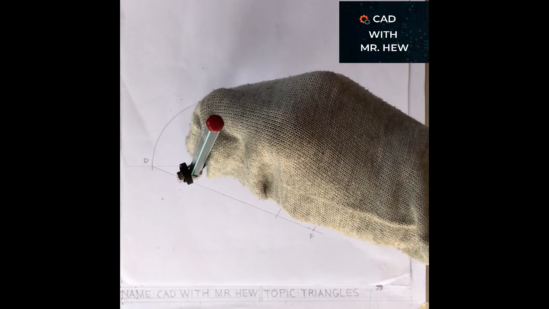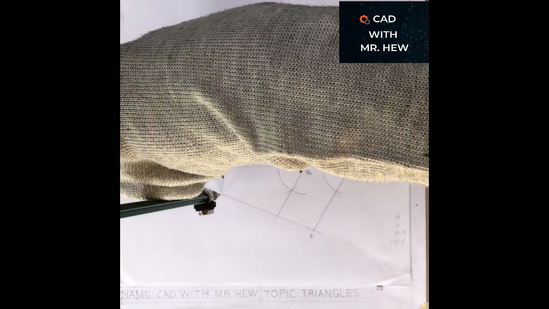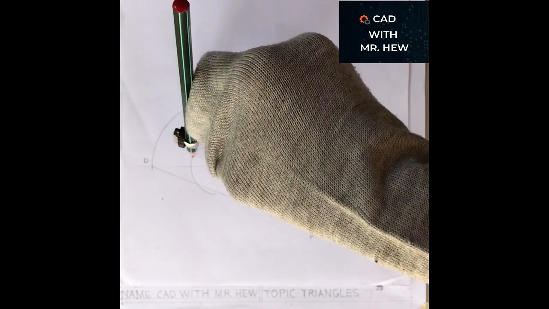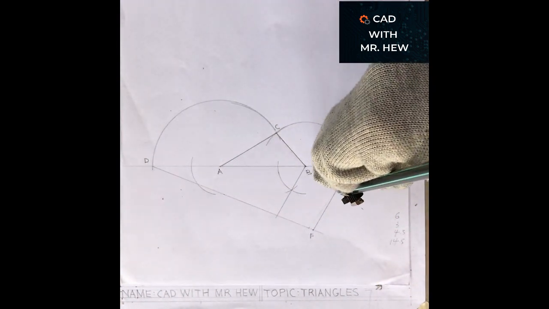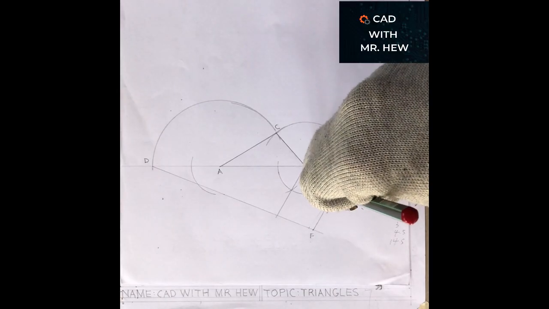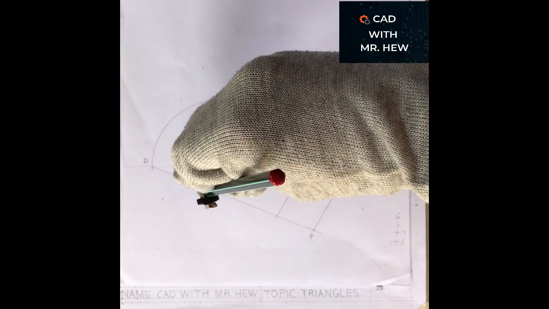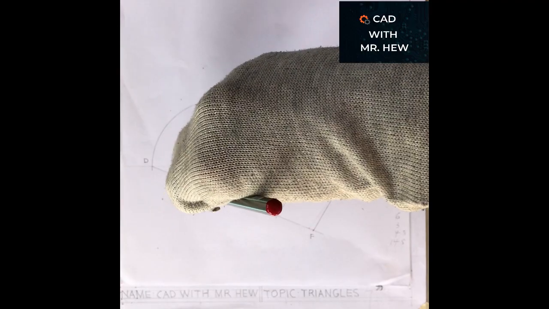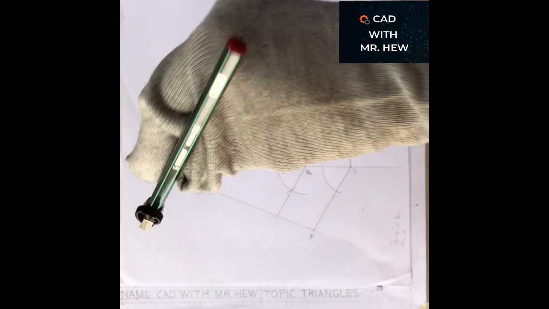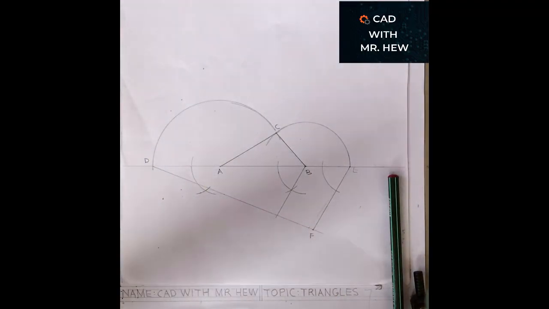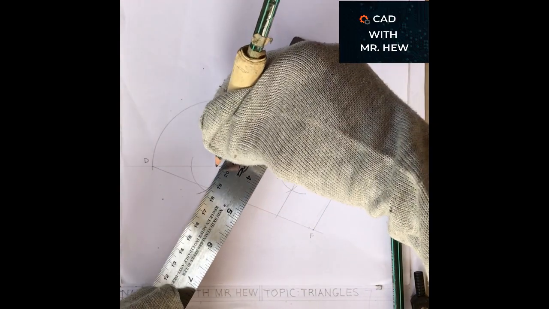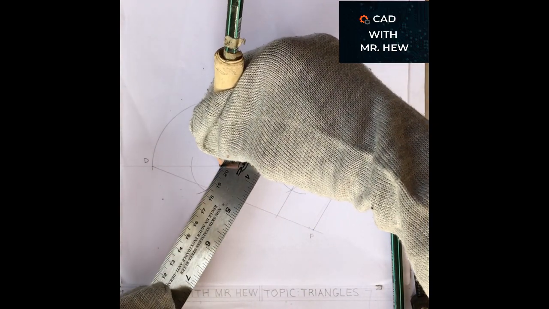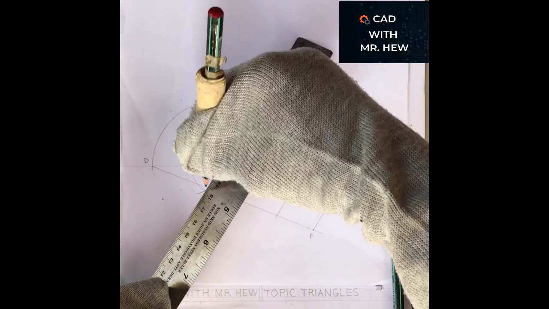We're going to copy the angle again at A, like what we did before. So we're going to mark this arc at A. Then we're going to measure this distance as we did before. And then we're going to mark where the arc intersect. Where the two arcs intersect, we're going to draw a line from A to the intersection of these two arcs. So we draw this construction line using our ruler and pencil.